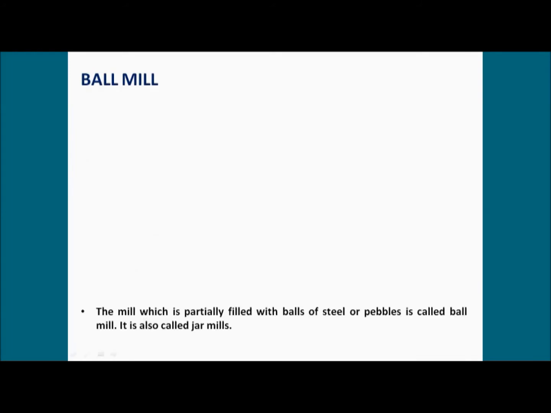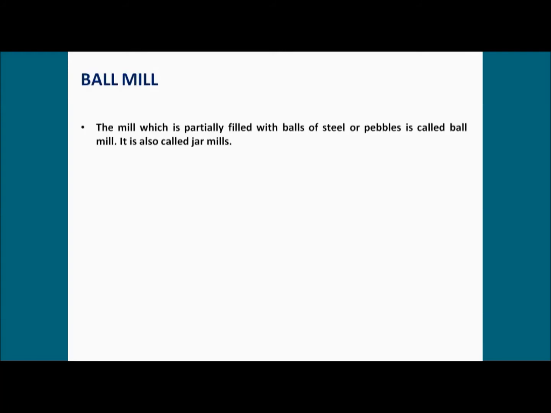The next equipment is known as the ball mill. The mill which is partially filled with balls of steel or pebbles is known as a ball mill. Sometimes it is also known as the jar mill. The ball mill works on the principle of impact and attrition.